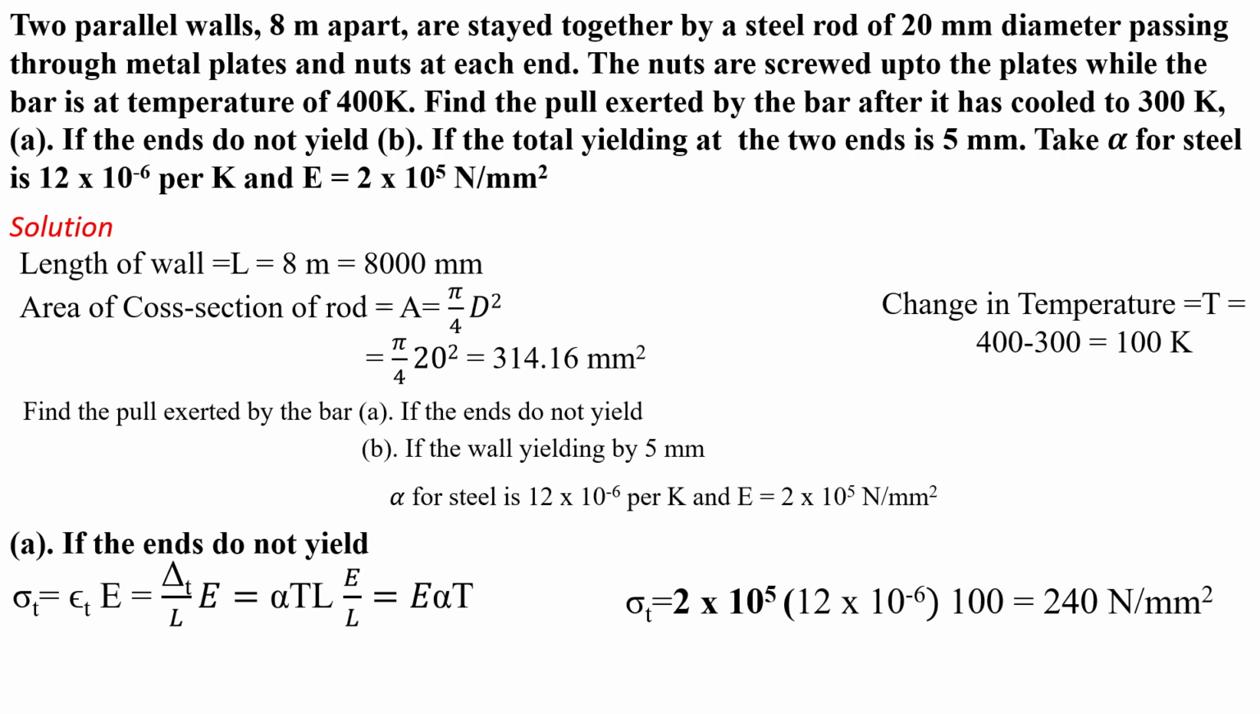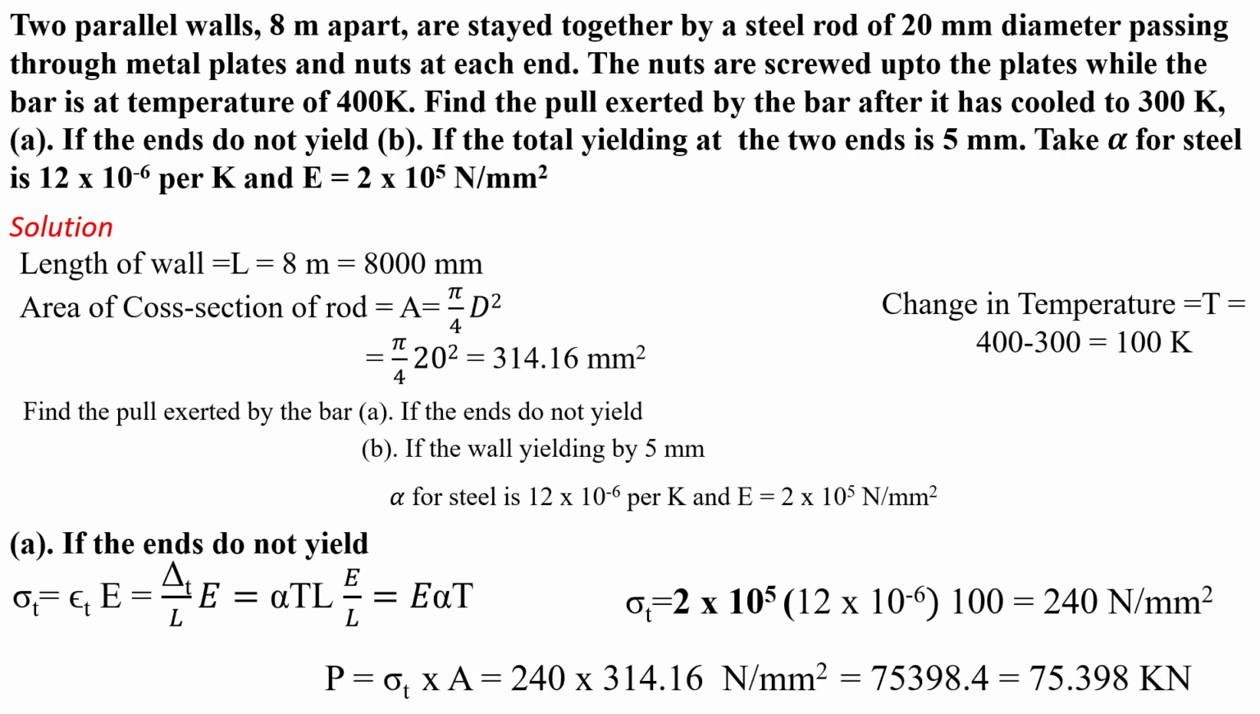So now we know the stress due to the temperature change, sigma T. Then we can determine the force. Force is nothing but stress into the cross sectional area. So force, that is the pull exerted by the bar, P equals sigma T into the cross sectional area A, that is 240 into 314.16. So the value is 75,398.4 newtons, which is 75.398 kilonewtons.